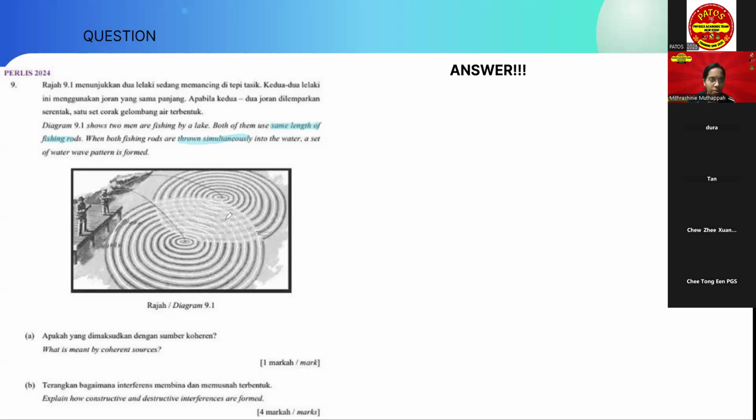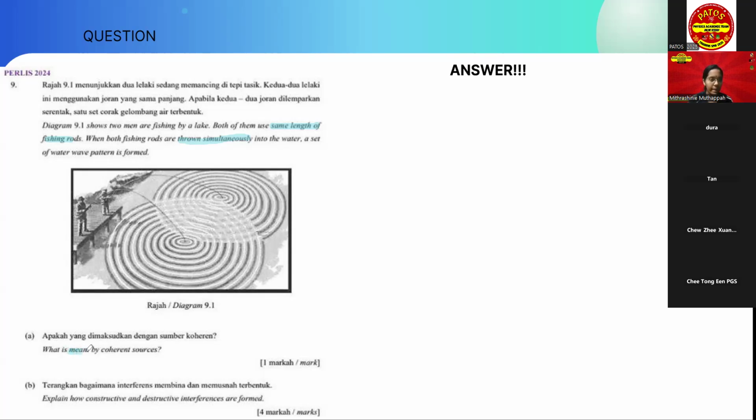So, from this picture, we can analyze one thing, which is bright fringes usually represent constructive interference. Meanwhile, dark fringes usually represent destructive interference. So over here you can see there's bright and then dark fringes and then bright and then another dark. So this represents constructive and destructive interference. So let's go look at the question.